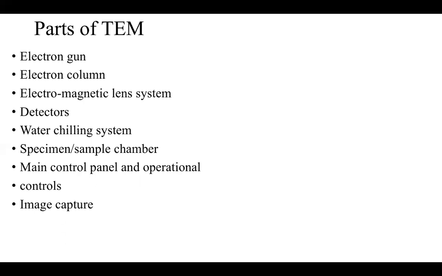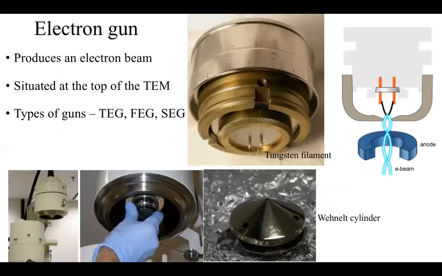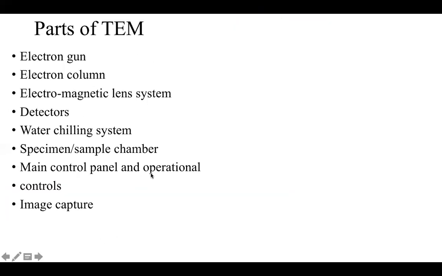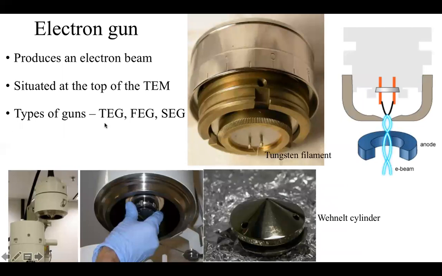Then we have a main control panel and other operational items, then controls, and we can capture the images. So the electron gun, as I told you, is very similar to the SEM. The electron gun here produces the electron beam, and it is situated at the very top of the TEM.